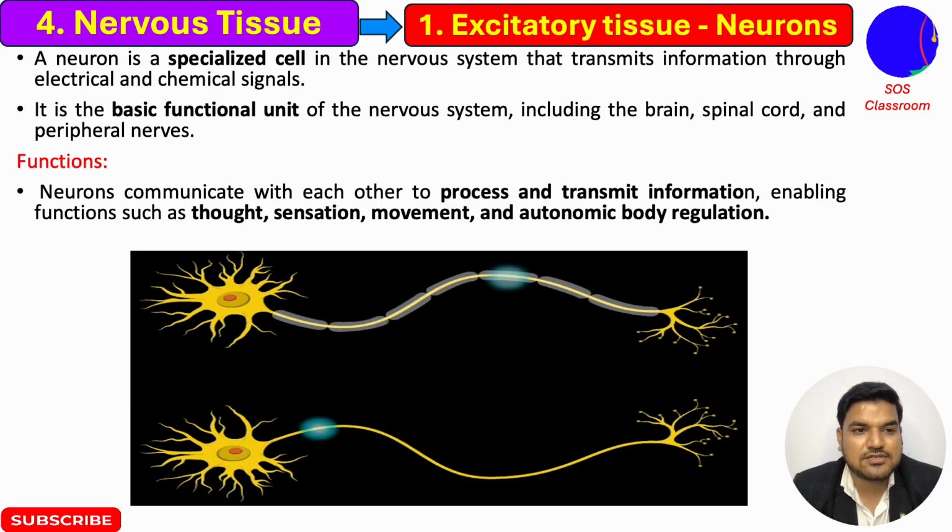What is the function of neurons? Neurons communicate with each other to process and transmit information, enabling functions such as thoughts, sensation, movement, and autonomic body regulations. So the brain has various functions, and also functions with the help of different types of hormones. We will discuss this in detail in the nervous system.